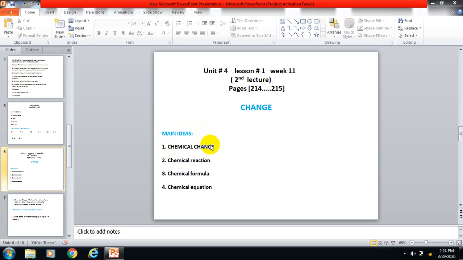Look at the main ideas of this lesson. The first one is chemical change. The second one is chemical reaction. The third one is chemical formula. The fourth one is chemical equation. Remember: chemical change, reaction, formula, and equation. Don't mix up your mind. We will start from the very first, ab initio. What is change? Chemical change.